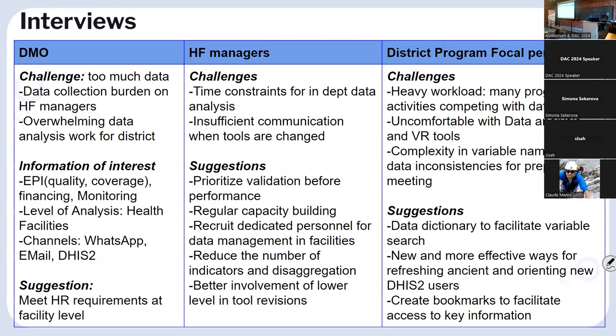In these interviews, they were sharing the challenges that they have. They also shared the information of interest, the one that they use. And we were surprised to see that not all the time what we think they use is what they really use. I will come back to this later. They made some suggestions on how we can improve the whole system.